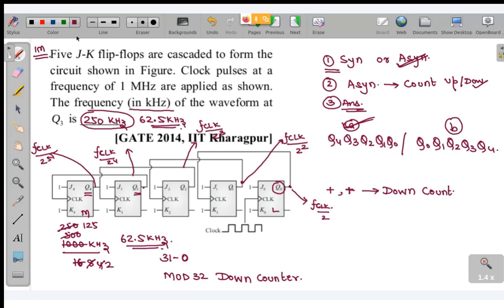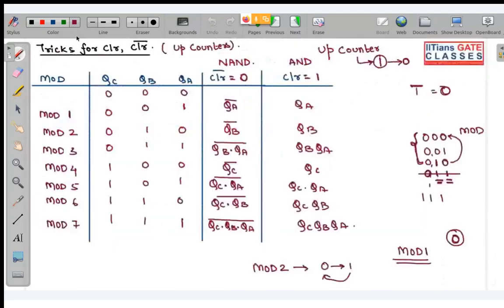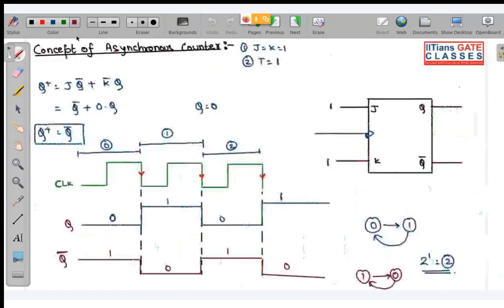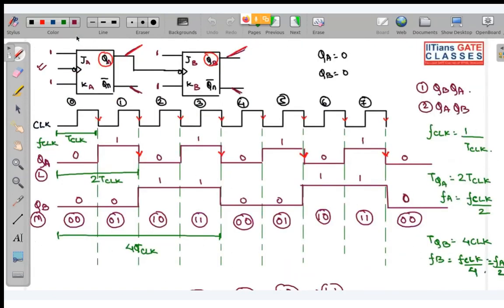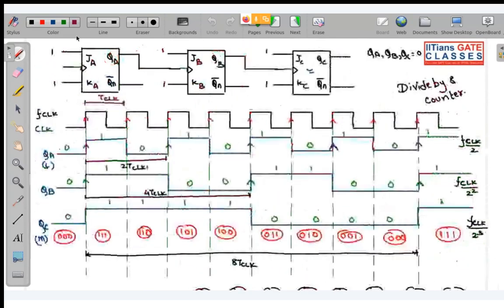Is the frequency of Q naught not the same as the clock frequency? What Q naught? Why will it be the same as the clock frequency? What is happening with you? This shows that you guys are not at all revising.